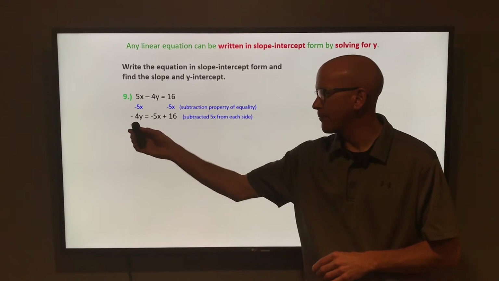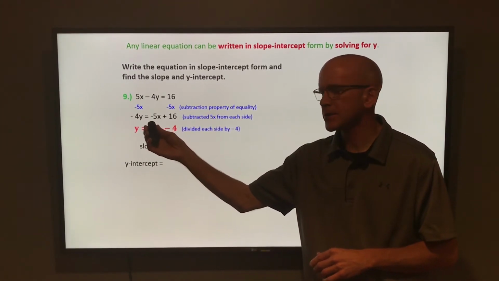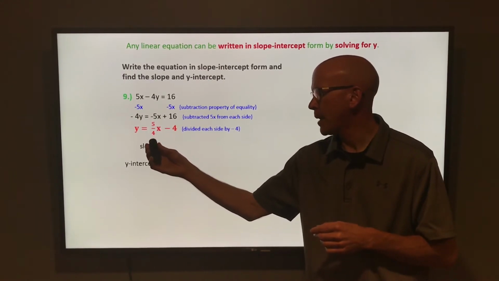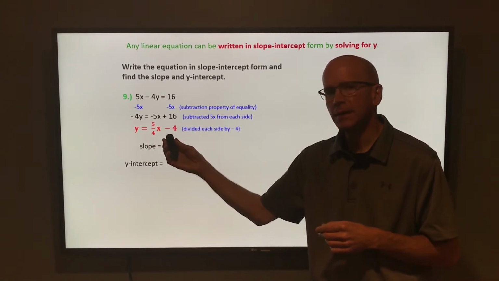So if you divide -4y by -4, that'll just be y. And if you divide -5x by -4, dividing two negatives, that makes a positive. It's going to be positive 5/4 x. And then 16 divided by -4 is -4.